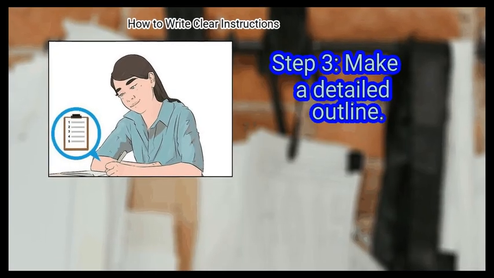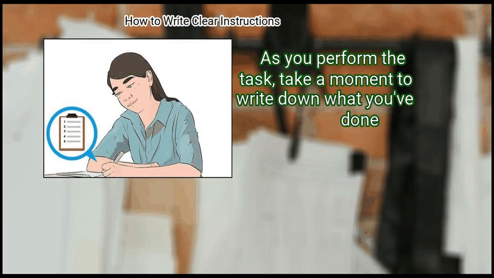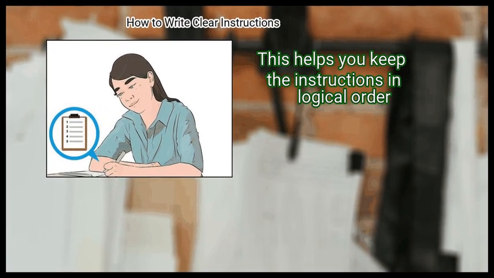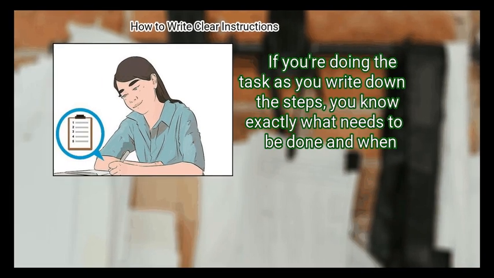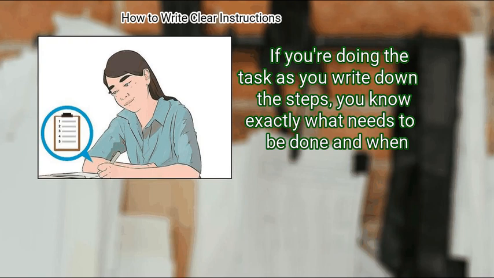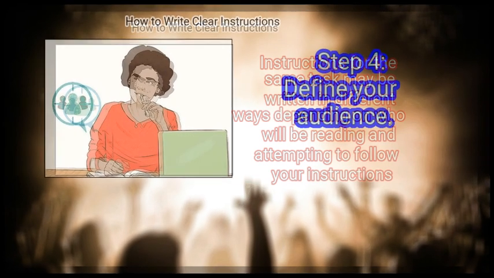Step 3. Make a detailed outline. As you perform the task, take a moment to write down what you've done. This helps you keep the instructions in logical order. If you're doing the task as you write down the steps, you know exactly what needs to be done and when.